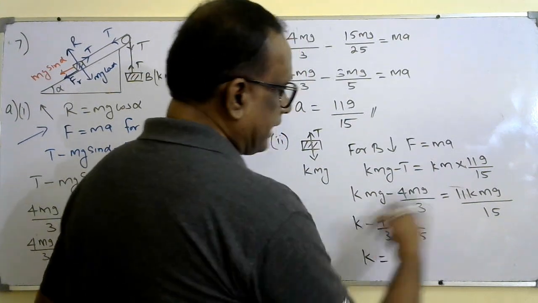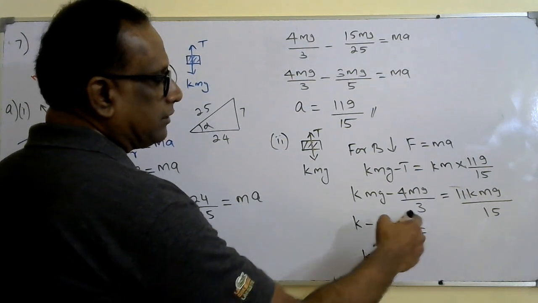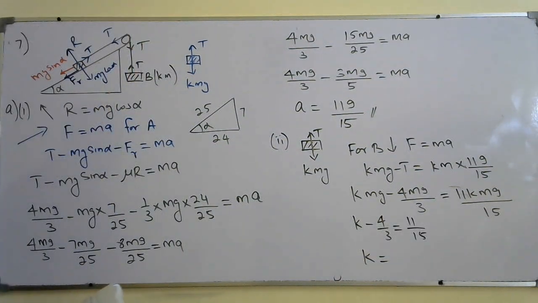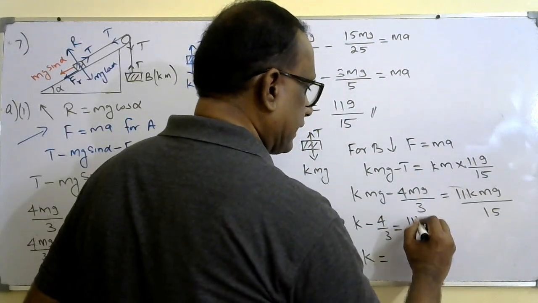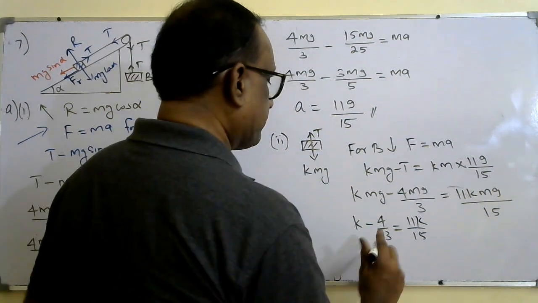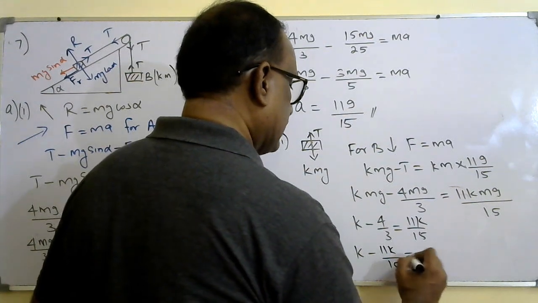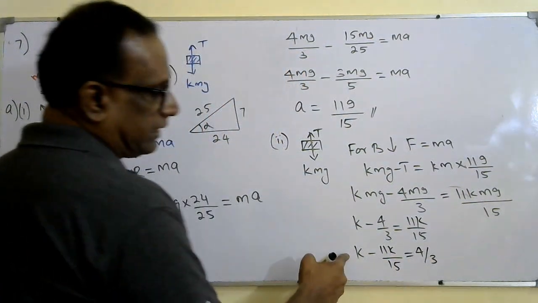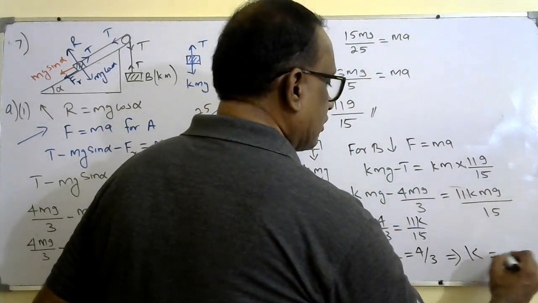Find the K. Take it to the right side. So the K is missing here, 11K mg would take a K, right? Okay, so that means K minus 11K over 15 equals 4 by 3. We solve it: 15K minus 11K, 4K over 15. Solve it anyway. You'll get K is equal to 5.